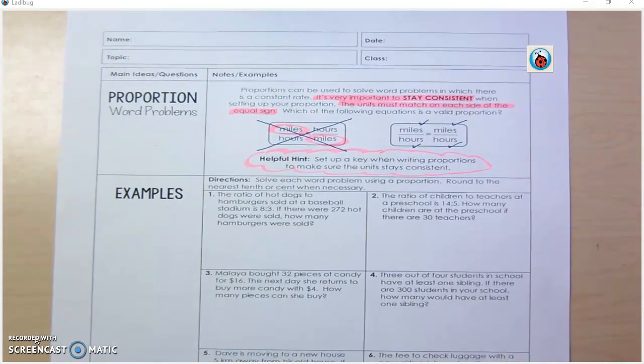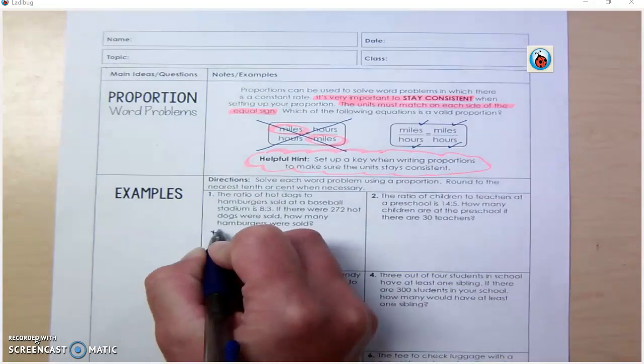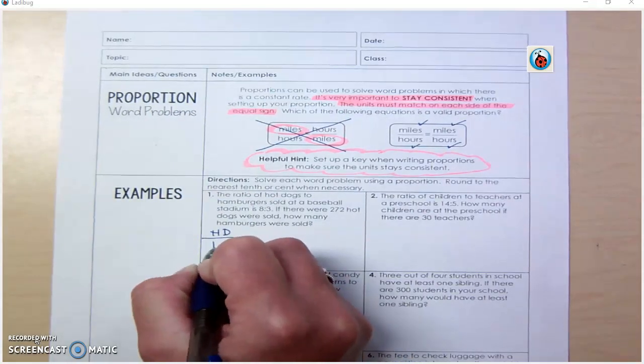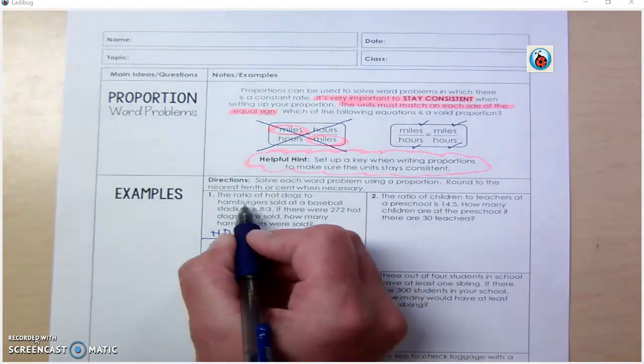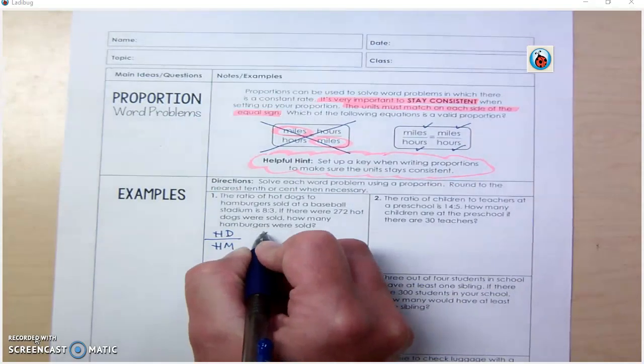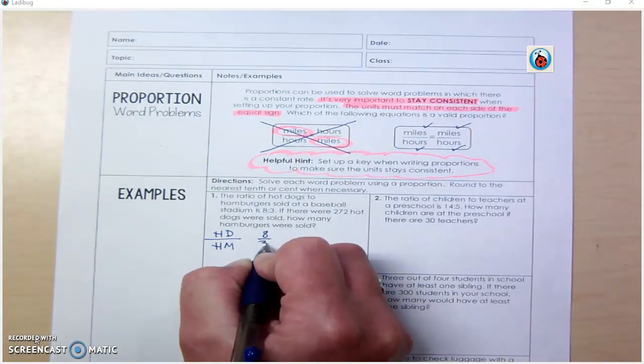So example number 1, the ratio of hot dogs to hamburgers sold at a baseball stadium is 8:3. If there were 272 hot dogs that were sold, how many hamburgers were sold? So here's my little bit of a key. So hot dogs versus hamburgers, or you can do HB, however you would like to abbreviate this. So hot dogs to hamburgers, 8 hot dogs to 3 hamburgers.